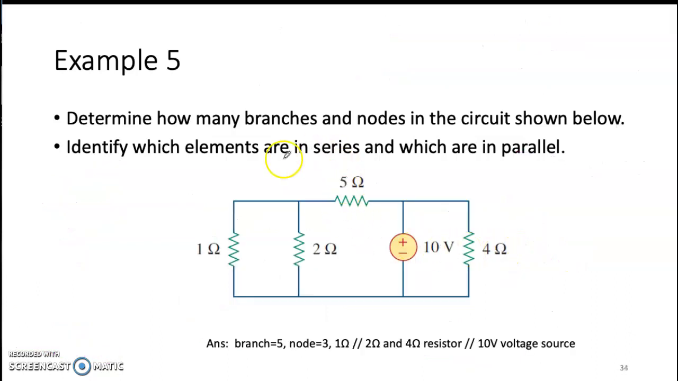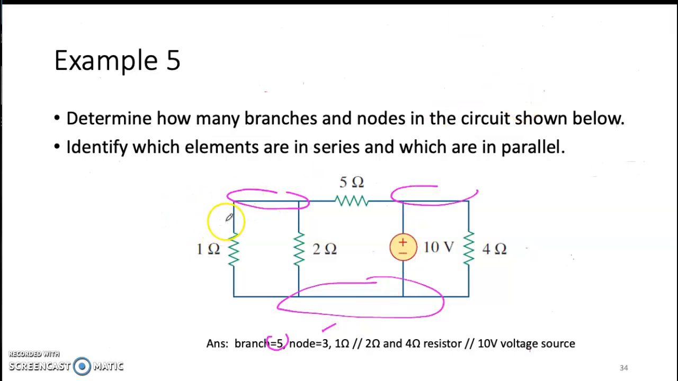Okay, last one. How many branches? 1, 2, 3, 4, 5. So you have 5 branches. How many nodes? This is the first node, second node, and finally the third node. So your nodes are 3. Which one is parallel? Parallel means both ends need to be connected together, right? So you have 1 to 2 in parallel, and also 10 volt to 4 ohm are also in parallel.